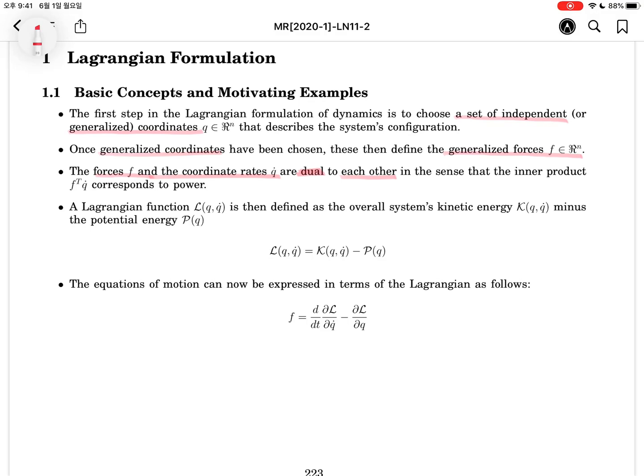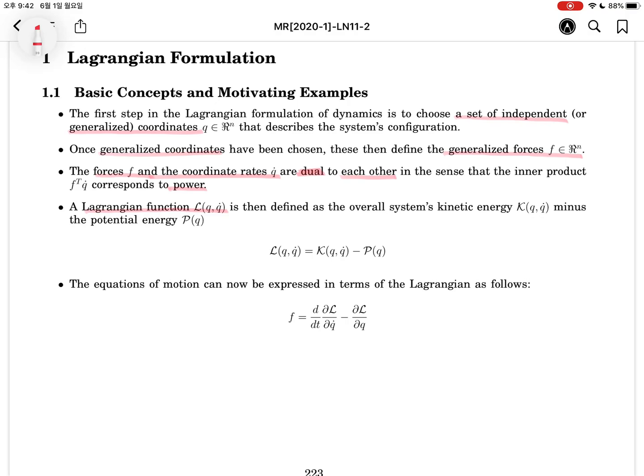Okay, if you choose the rotational velocity, rotational speed, at that time the torque can be chosen as a generalized force. So you should keep in mind that the inner product of the generalized coordinate rate and the generalized force will be the power.